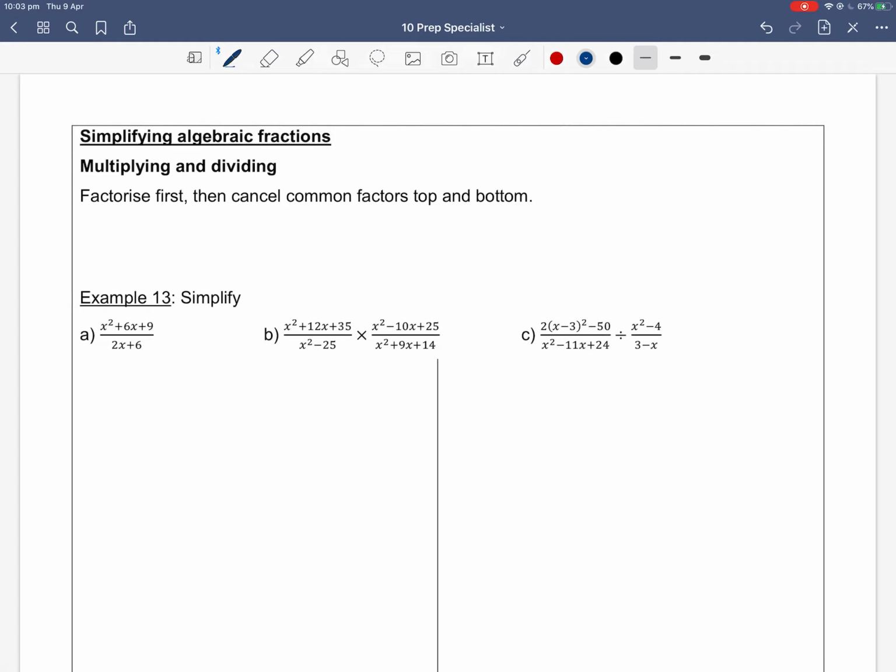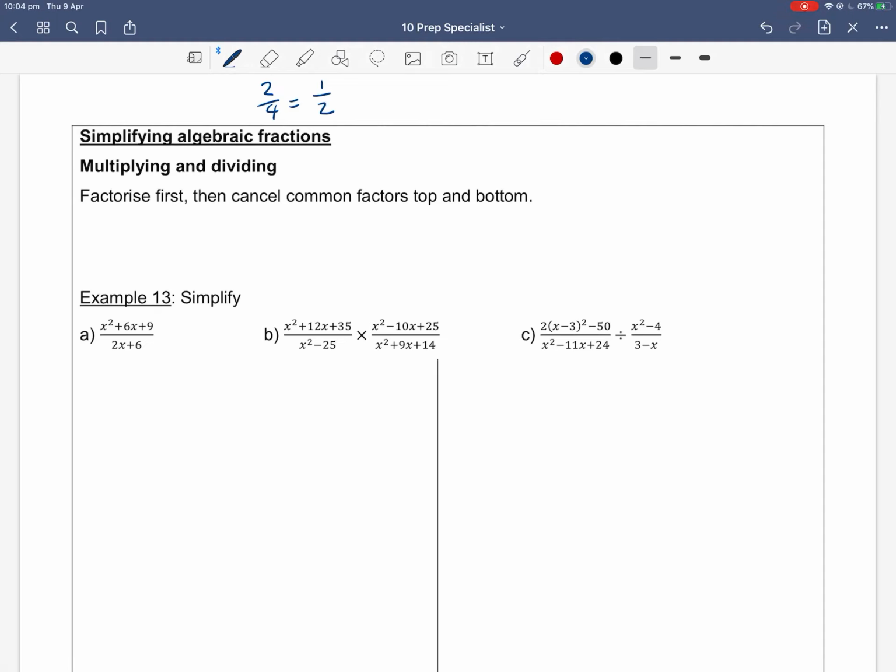So today we're going to look at simplifying algebraic fractions, in particular multiplying and dividing fractions. So throw back to year 7 when we did fractions with numbers. We know that 2 over 4 can be simplified as 1/2 because we divided top and bottom by the number 2 because they're both even. So that's simplifying a fraction.